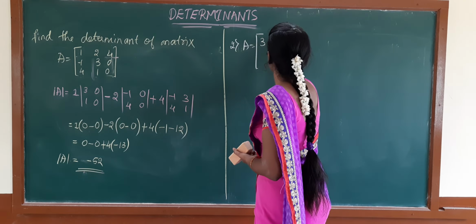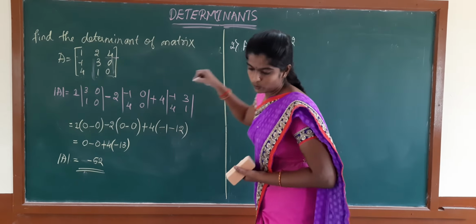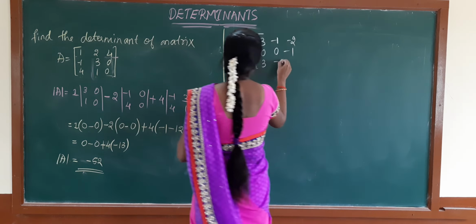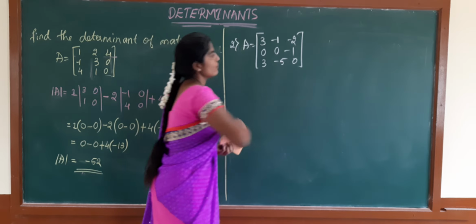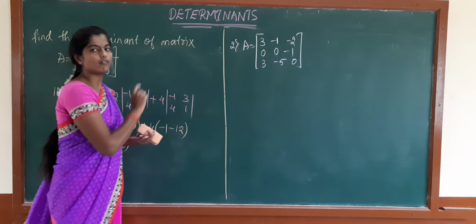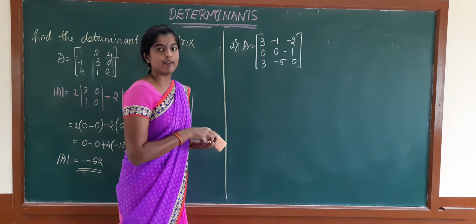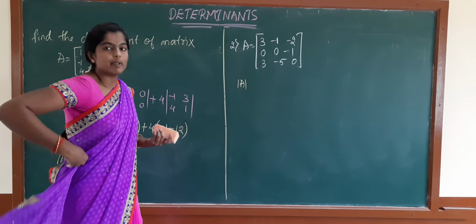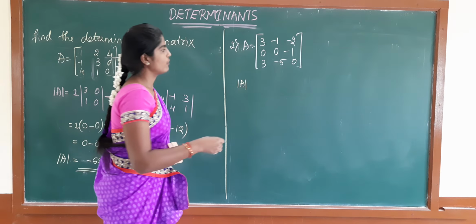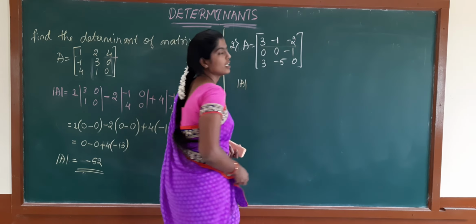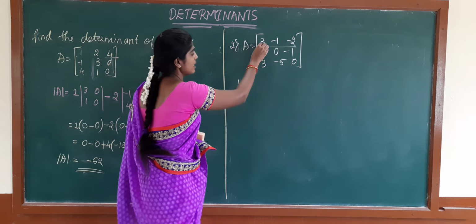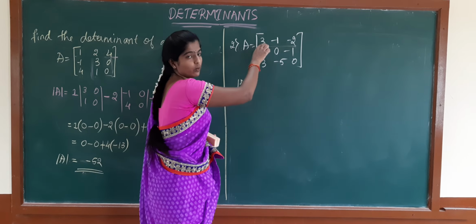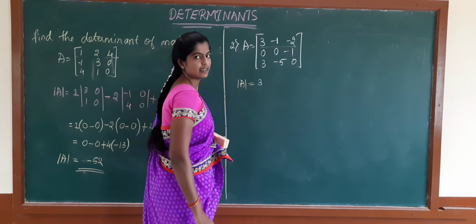3 -1 -2, 0 0 -1, 3 -5 0. So we have to find the determinant of this. To find the determinant of this, write down: determinant is equal to, along the first row. We are doing expansion along the first row. So the first row first element is 3. So it is positive. So 3 as it is.